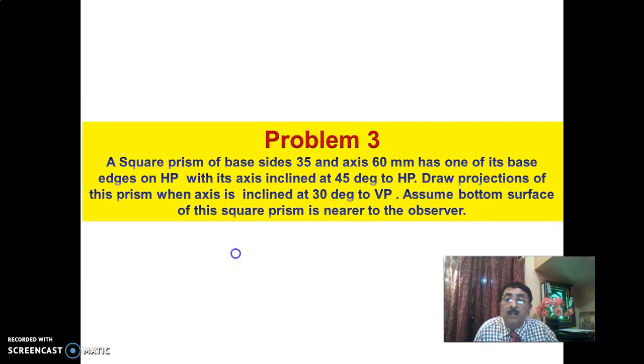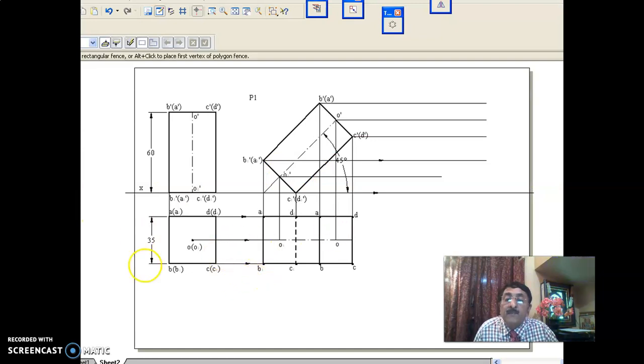Now you see here, this problem is similar to the last problem. That is, a square prism of size 35 and height 60 has one of its base edges on HP with axis inclined at 45 degrees to HP. Up till here it is same. But the third condition says, keeping inclination 45 degrees to HP constant, this prism has to be rotated such that the axis should be inclined at 30 degrees to VP.